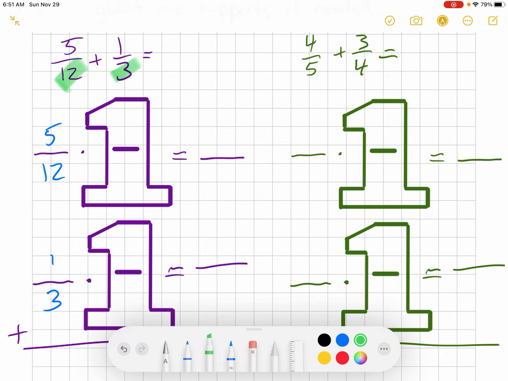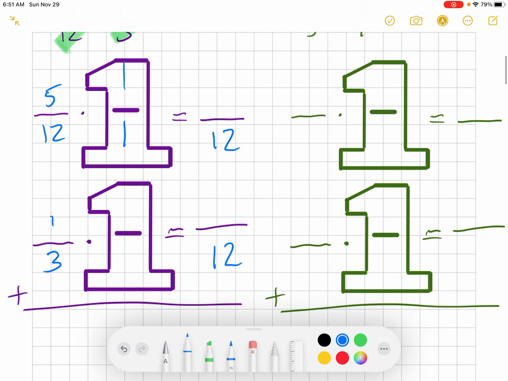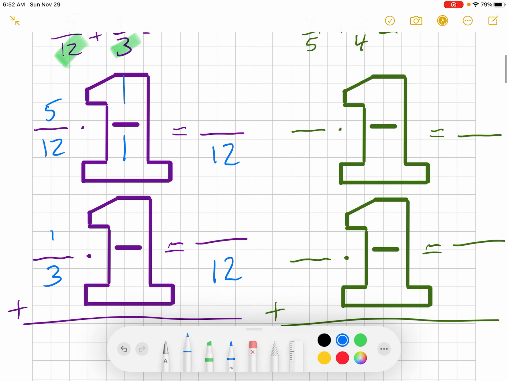And in this case, the best choice is 12, right? 12 is easily rewritten as 12, and 3 times 4 is 12. So my goal is to make these denominators the same, and they should both be 12. So if I look at the top one, that's really easy. 12 times 1 is 12. Well, that's a giant one. And 5 times 1 then is 5, right? So that one didn't change, no surprise, 5 twelfths.